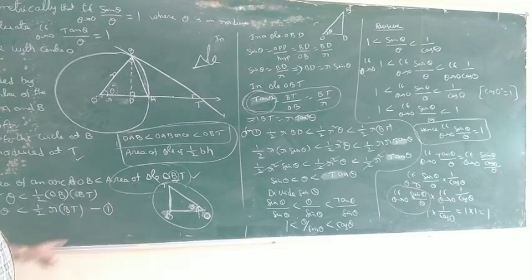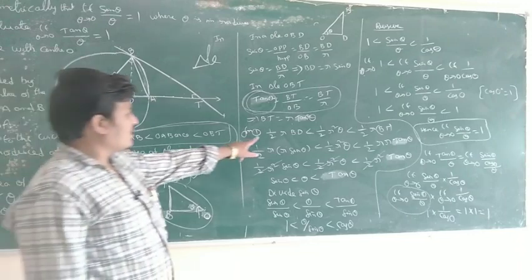Substitute the BD and BT values in equation number 1. So one by two into R into, what is equation number 1?